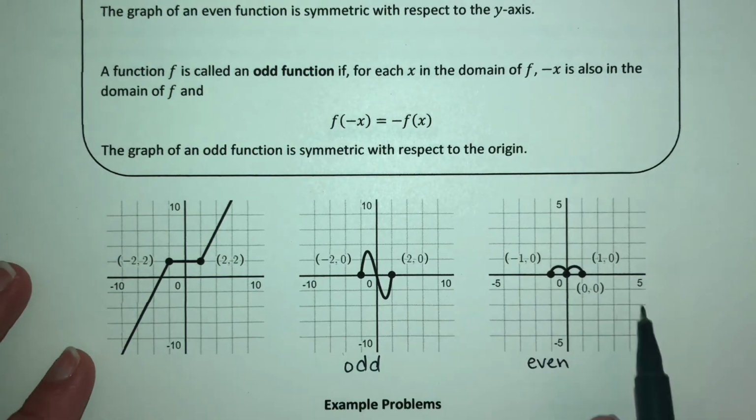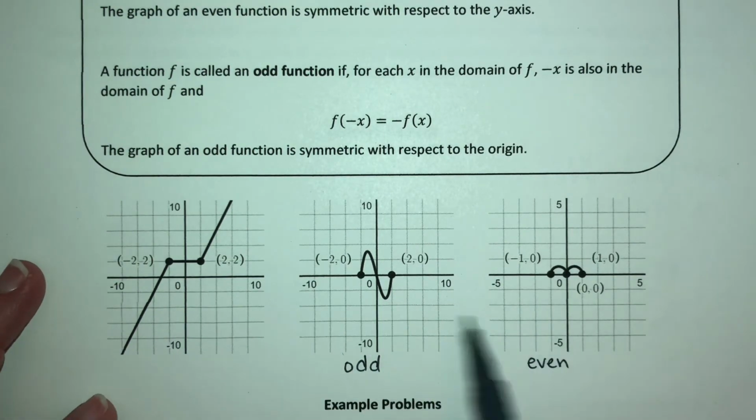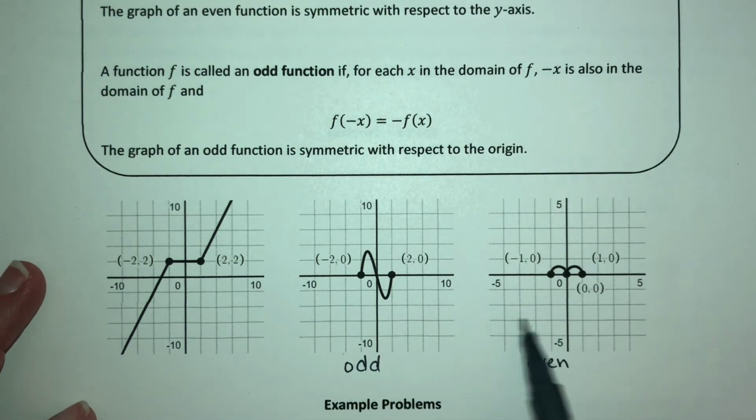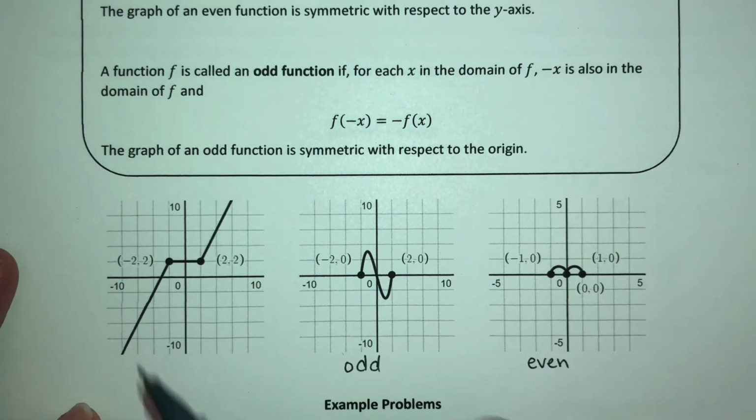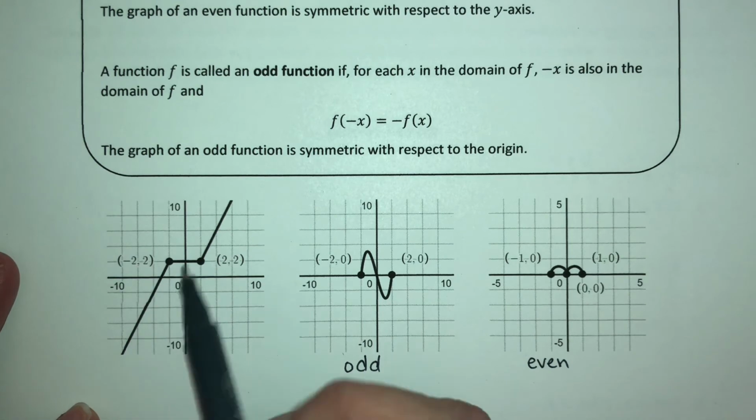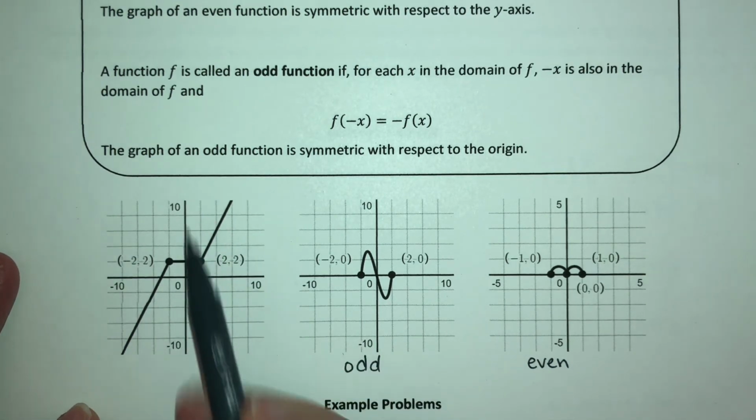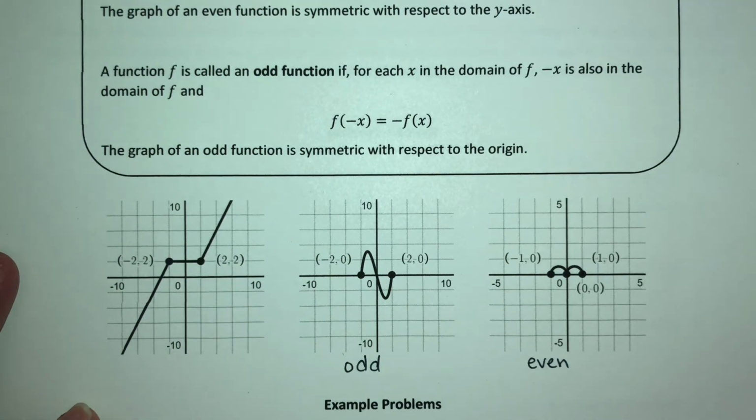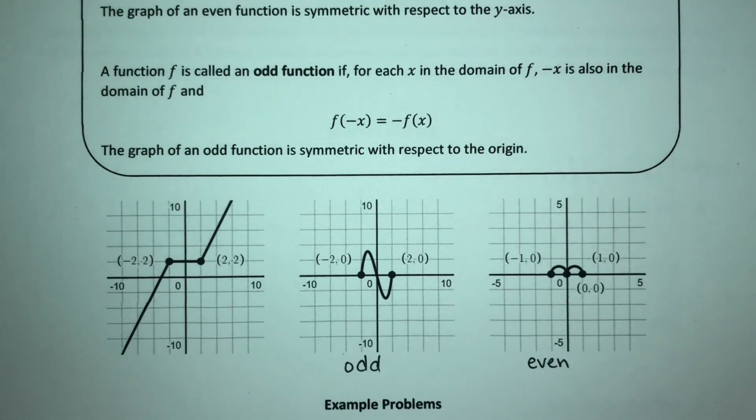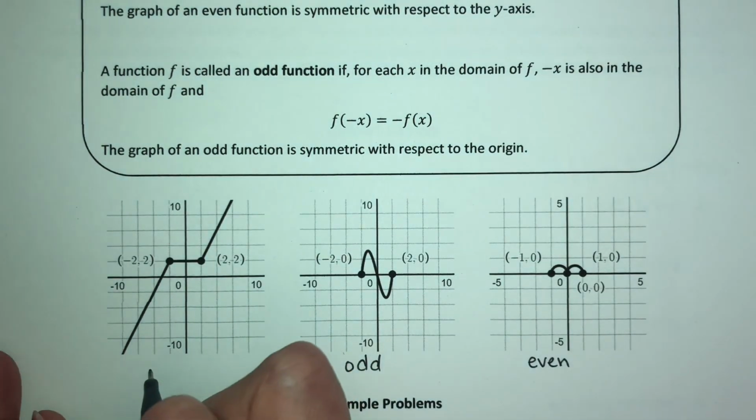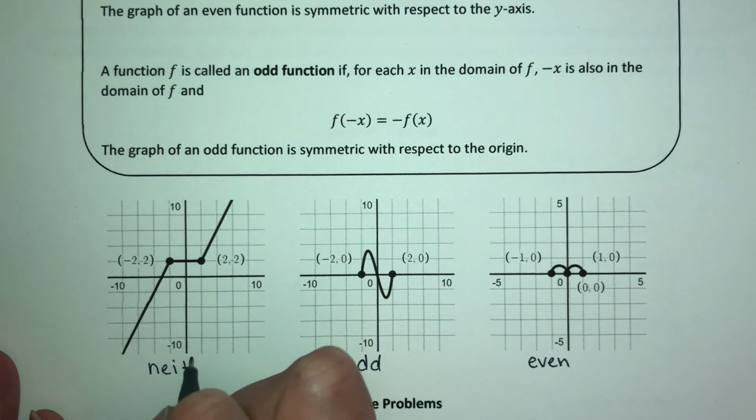Then the last option is that what you have doesn't match either of these possibilities. For example, this is the graph we used on the previous page. It is not symmetric about the x-axis or the y-axis. If I fold it, they don't match up. And then, if I fold it here and then fold it here, it also doesn't match up. So this one is neither.